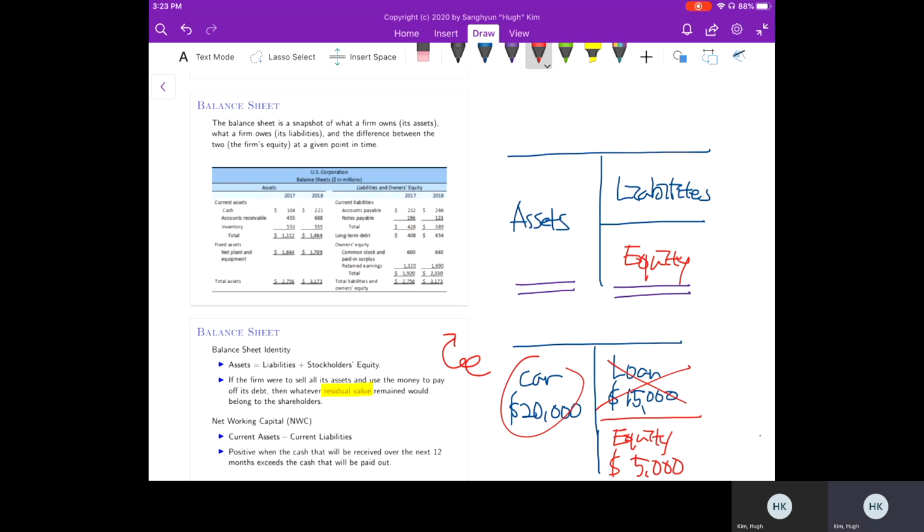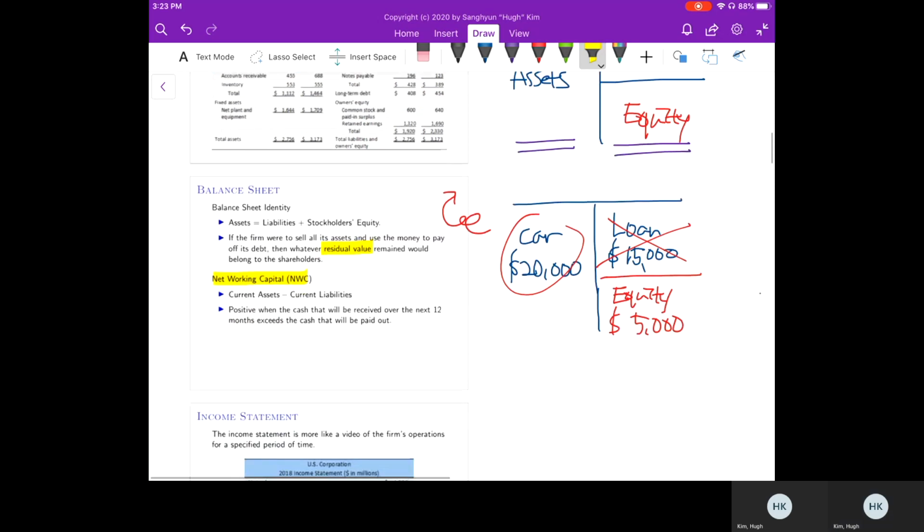Another concept that I want to talk about is net working capital. So there are two types of assets. There are current assets and there are fixed assets. Current assets have economic life of less than 12 months. And fixed assets are more for the long term.